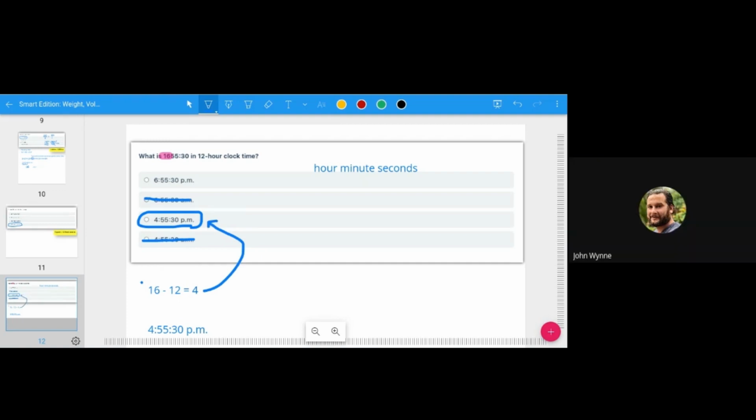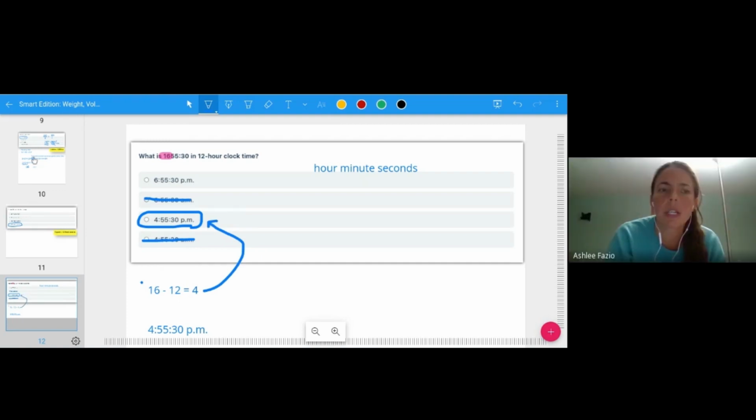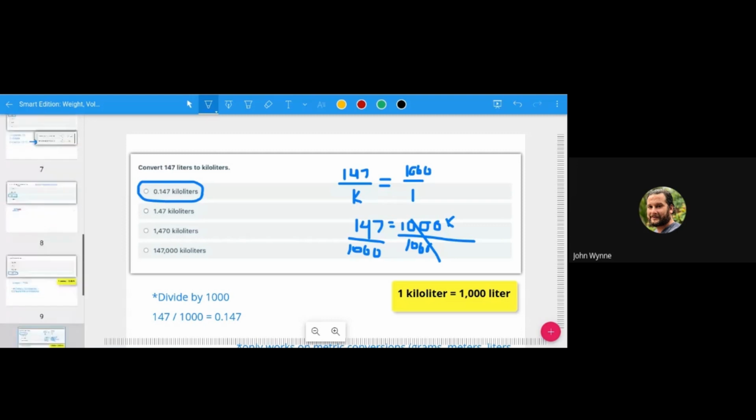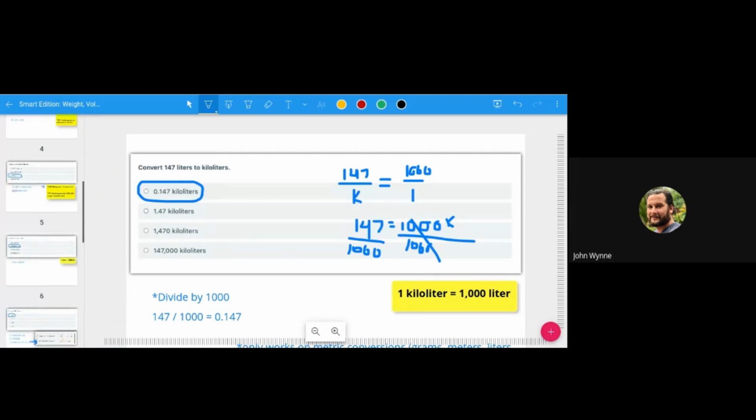Cool, looks good. Everybody got the answer right on that one. Perfect. And they enjoyed that explanation and thought you did a really good job on it.